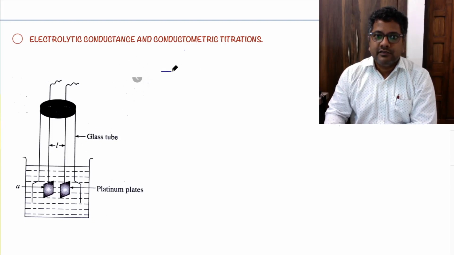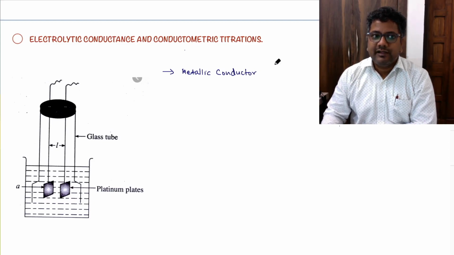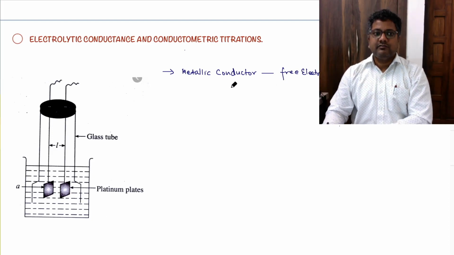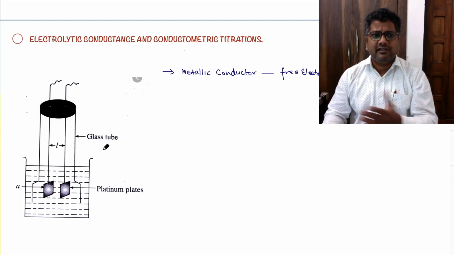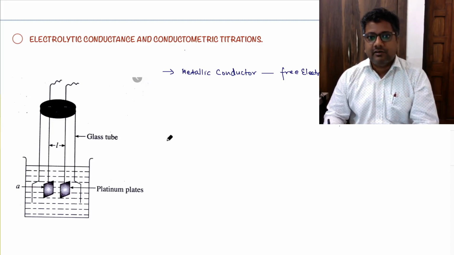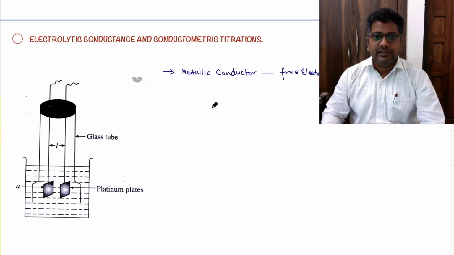First we see the metallic conductor. A metallic conductor conducts electricity through free electrons. I'm not going to talk about conduction by a metallic conductor, because in physics all of you are very much clear, and many concepts of this you have already gone through in physics.